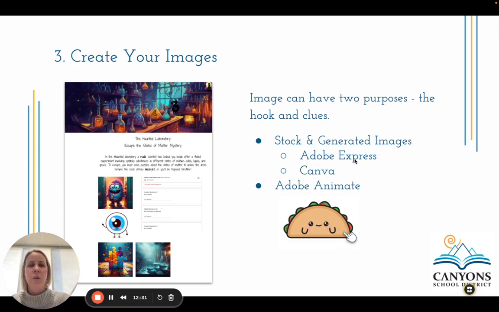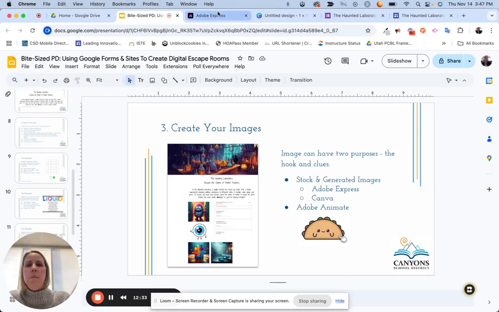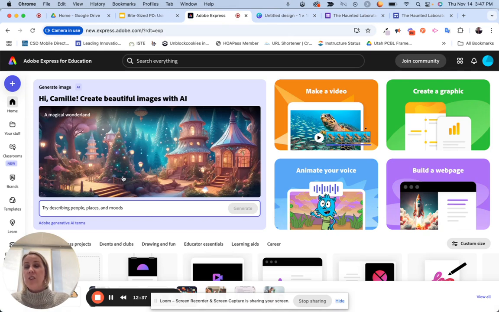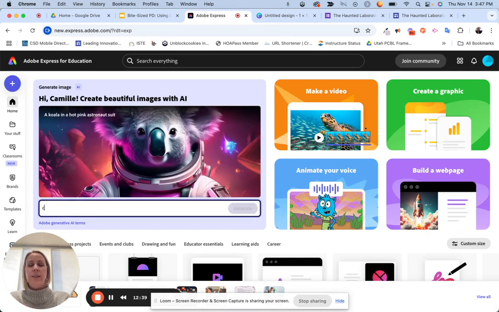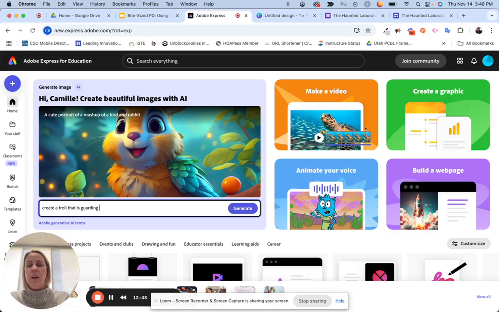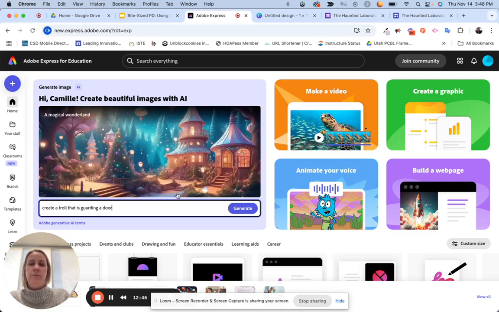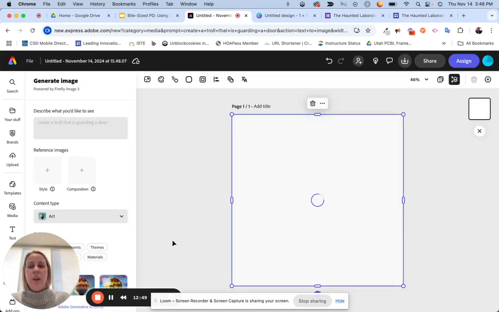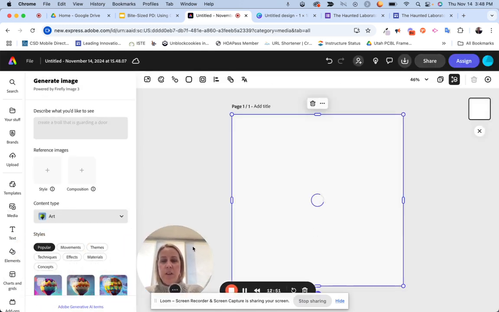Let me first show you what I did in Adobe Express, because in Adobe Express, they have this generate image option. So I can say, create a troll that is guarding a door. And so it will generate an image.